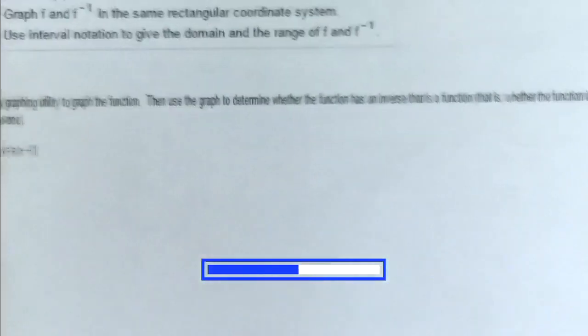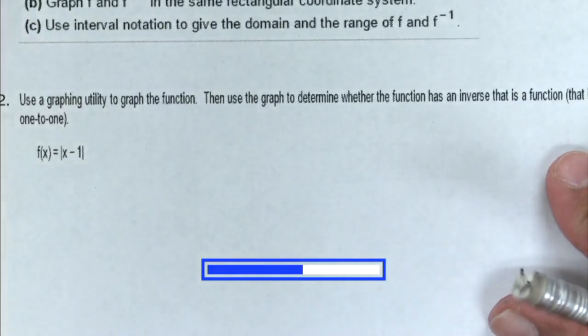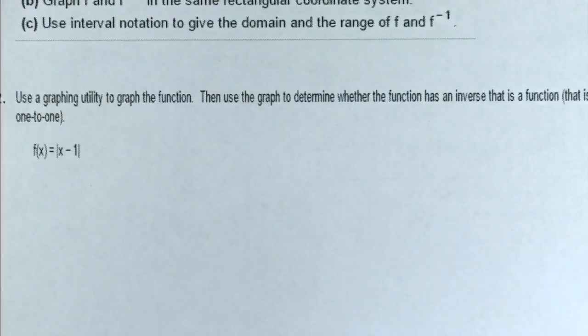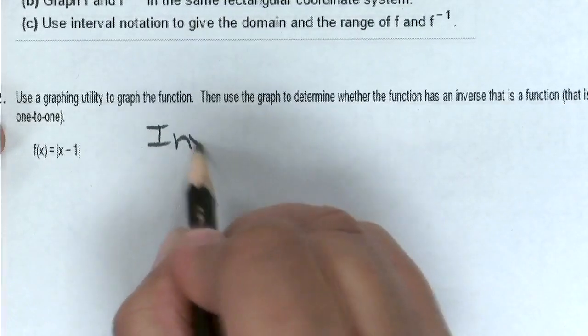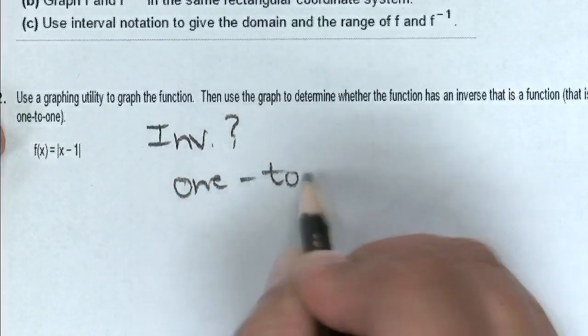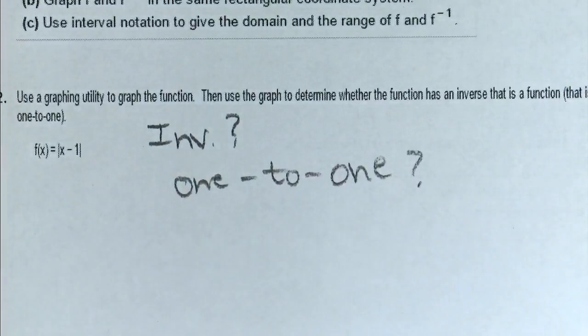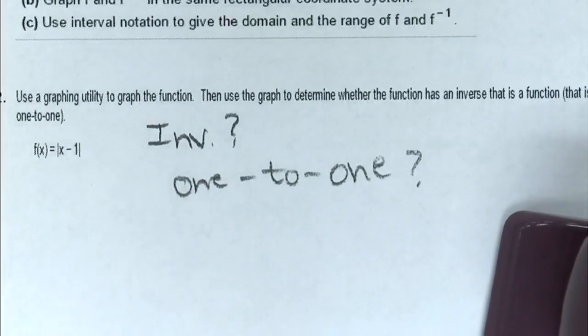Okay, all this one says is use a graphing utility to get the shape. And then it says determine whether the function has an inverse. In other words, is it 1 to 1? That's what you're asking. Does it have an inverse? Is it 1 to 1? You're answering the same question there. So putting that into the calculator to determine really, does it pass the vertical and the horizontal line test?